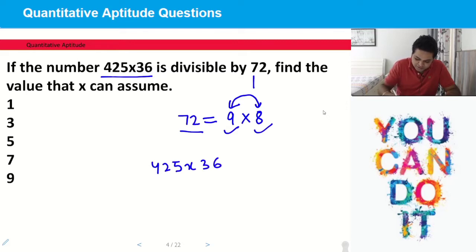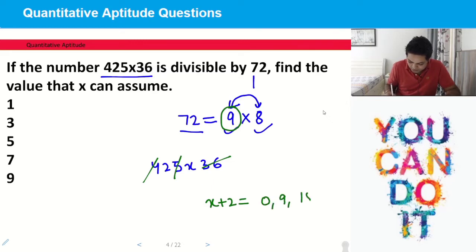We have this number. So the number is 425x36. Let's first apply divisibility rule of 9, that is sum of digits. So 4 plus 5 is 9, 6 plus 3 is 9. That means x plus 2 has to be either 0 or 9 or 18. Now it can't take value of 18 because the maximum value that x can take will be 9. So it can't take 0 because x is a positive number. So it can't take minus 2. So the only possibility is x plus 2 equals to 9. That gives us x equals to 7.